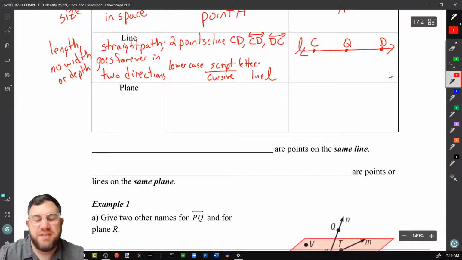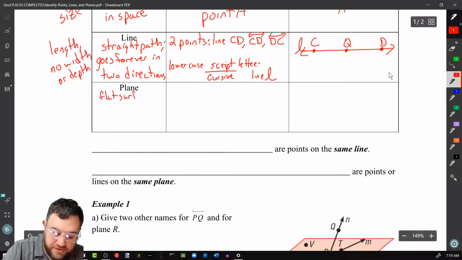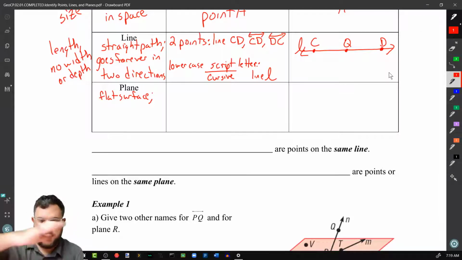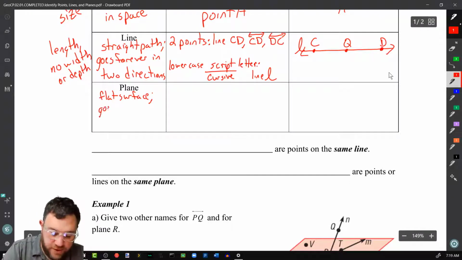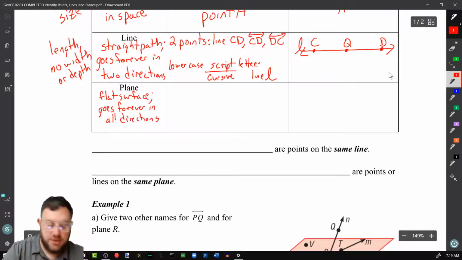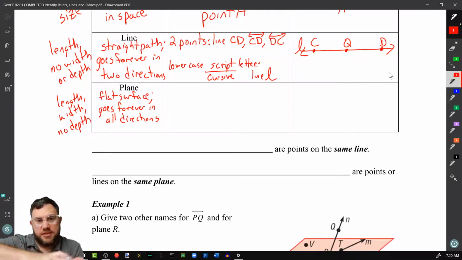Now our third and final undefined term is a plane. A plane is a flat surface. As I said before, you dealt with the coordinate plane in algebra, which was just a flat surface that you did all your graphing and plotting points on. It goes forever in all directions, but it's flat. So it has length and it has width, but there's no depth. So it doesn't come off the page, but it goes forever forwards, backwards, and left and right.